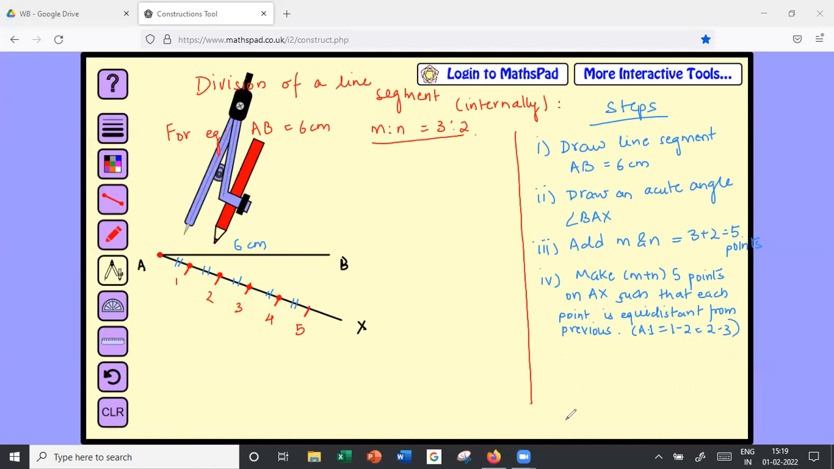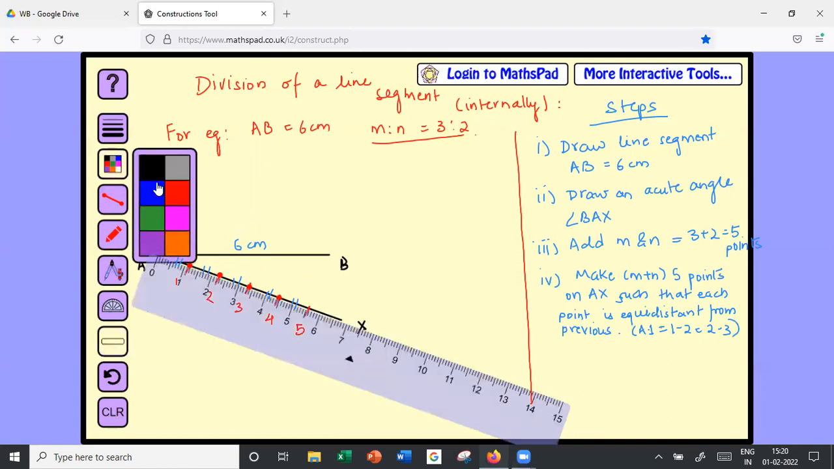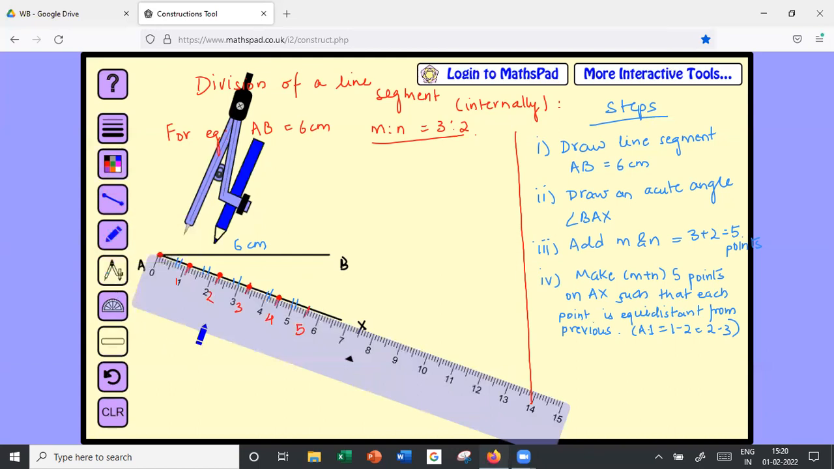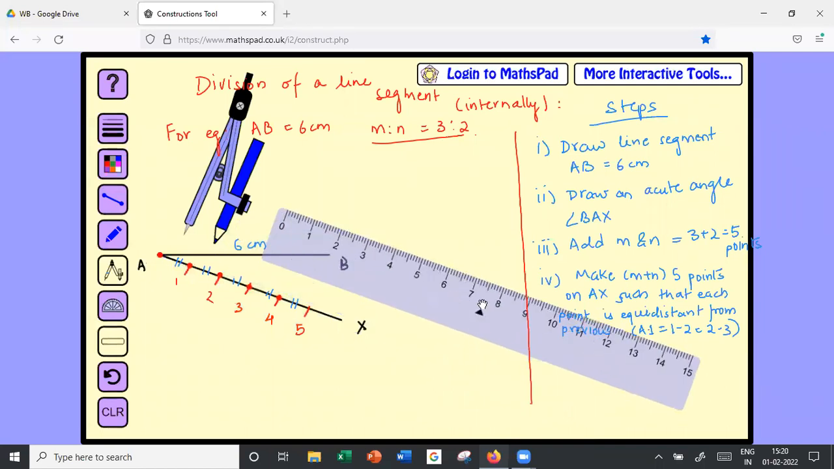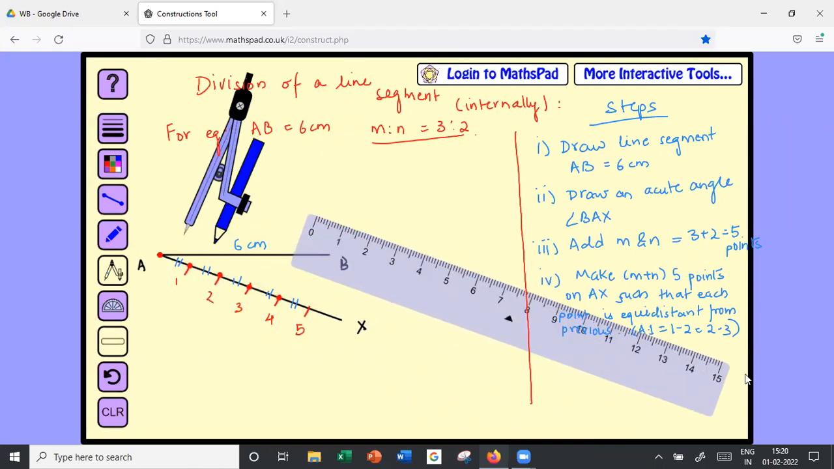Okay. Now, once you're done with this, we are halfway, or almost 80% there. You don't have to do much now. All you need to do is, again, take your scale. Let us take another color. Okay, blue. Take your scale and join the 5th point to the line AB.